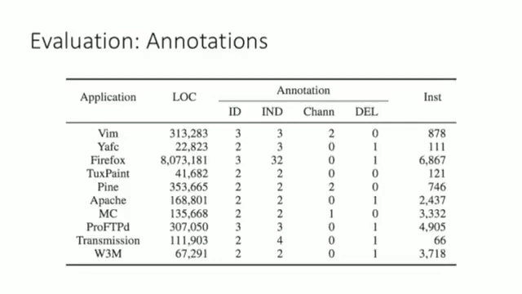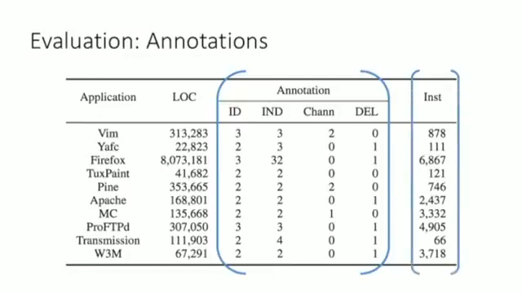And in the rest, I will show some evaluations. First is annotation efforts. Surprisingly, the annotation efforts are pretty small. The first column is application. The second column is the program size measured by lines of code. And those four columns show the annotations for different types. ID is the identifier, IND is the indicator, channel variable, and delegators. The last one shows instrumented places.